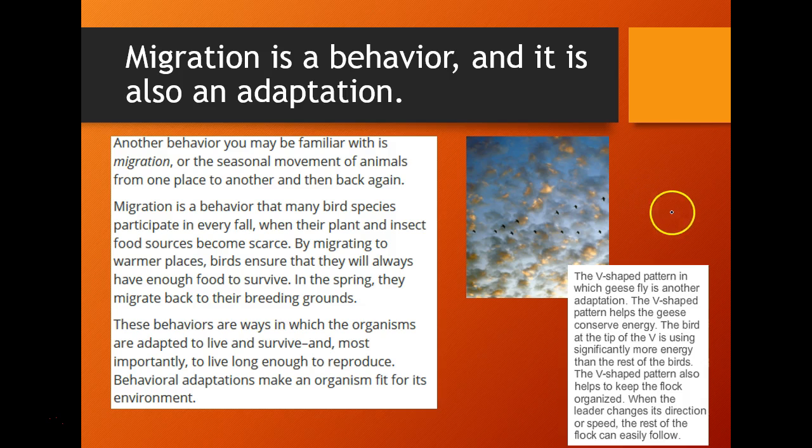Another example of a behavioral adaptation is the way that birds fly in this V formation that you see right here. The reason this is an adaptation is because it helps conserve energy. The bird at the tip of the V, right here, is using significantly more energy than the rest of the birds. So it really benefits all of the birds on the sides right here.